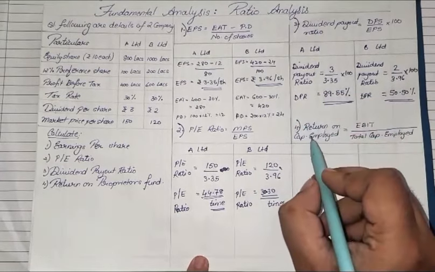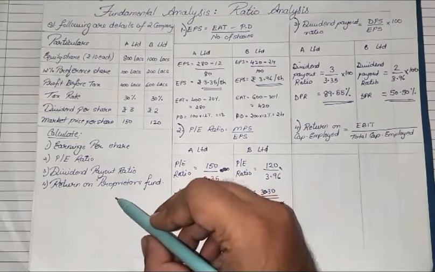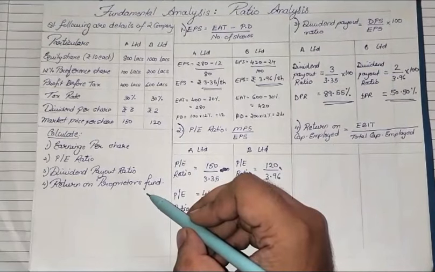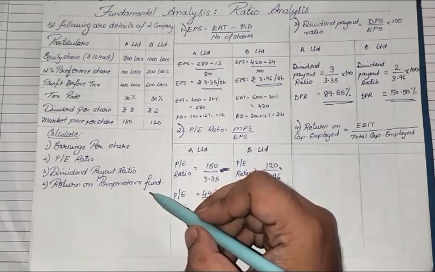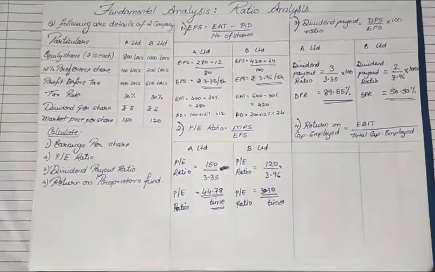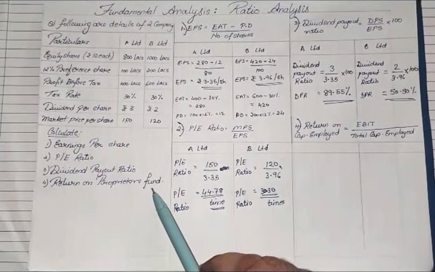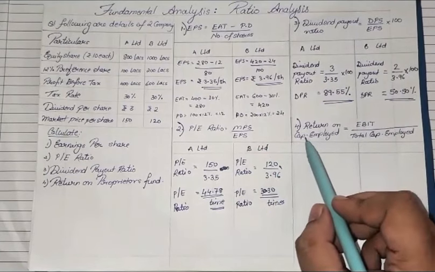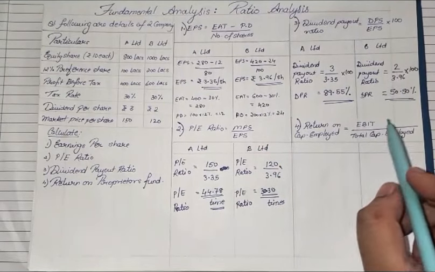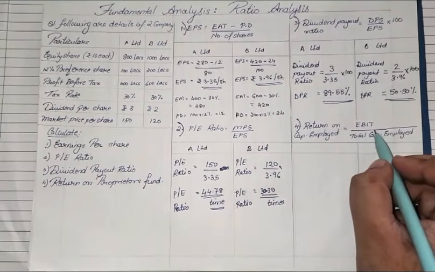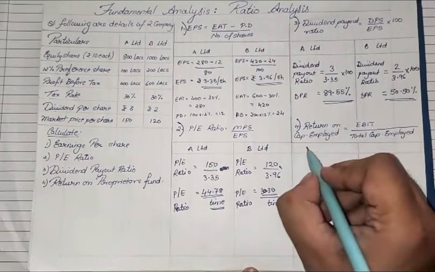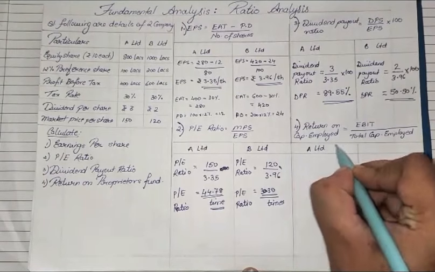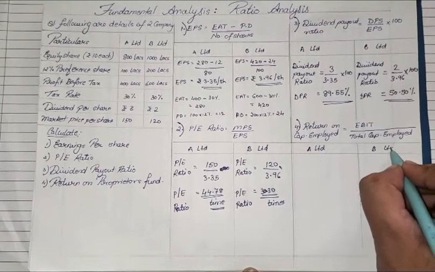Last, we need to find return on proprietor's fund. Return on proprietor's fund is also known as return on capital employed, the formula for which is EBIT upon total capital employed. So, something new now. So A Limited, B Limited.